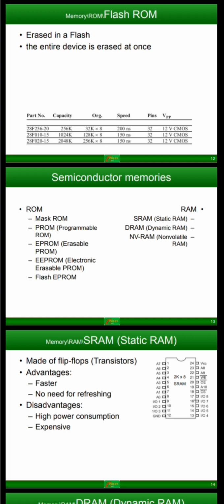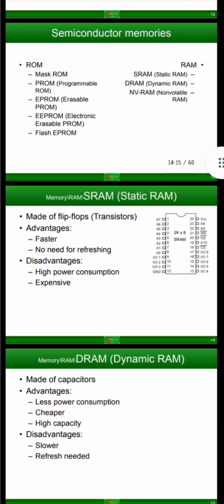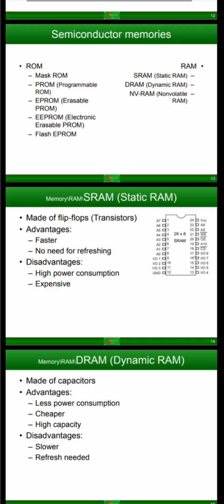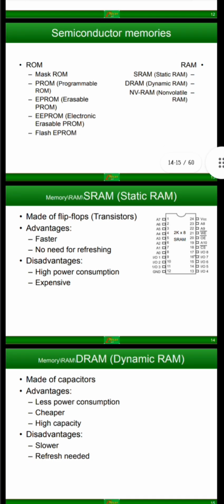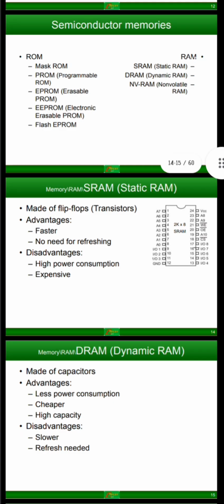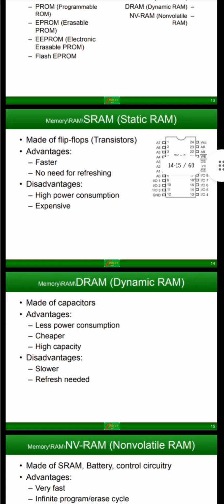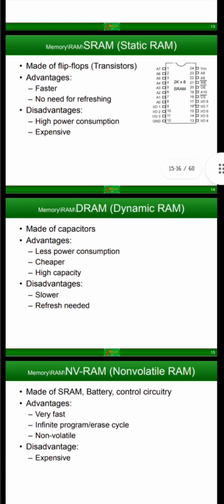Then we have the semiconductor memory, which includes RAM and ROM, which we have discussed earlier. Now we have RAMs, starting with static RAM. Static RAM is made up of flip-flop transistors. Its advantages are that it is faster and needs no refreshing. Its disadvantages are high power consumption and that it is very expensive.